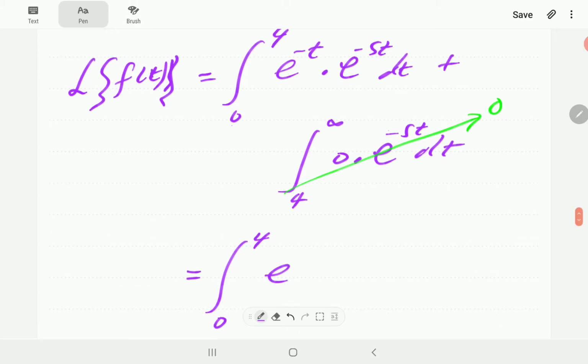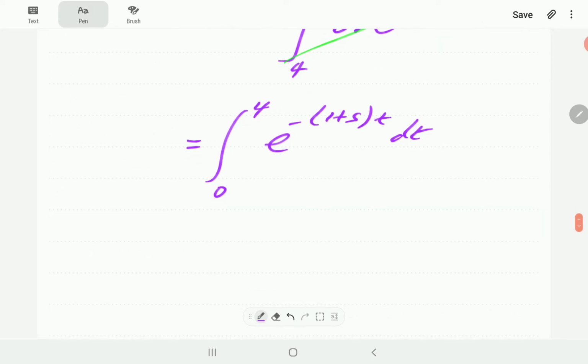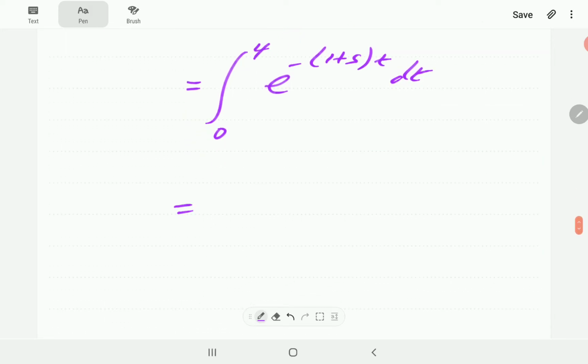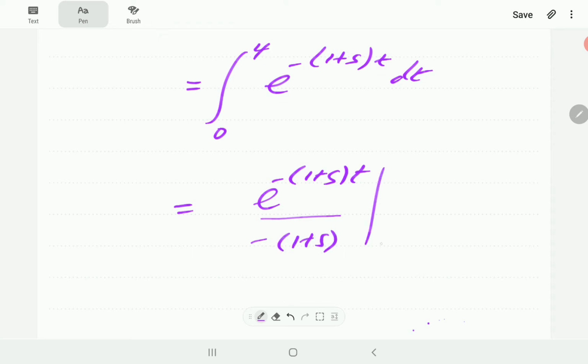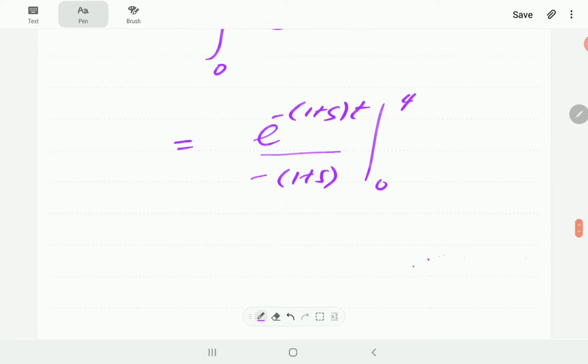of those two terms. If we combine them, this is the same as e to the minus 1 plus s, dt. And in fact, integrating this is not very difficult. So we're just going to divide by negative 1 plus s. So that's from 0 to 4.